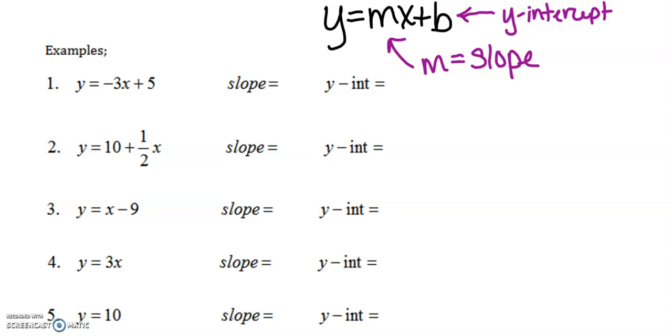So y equals negative 3x plus 5. Slope is negative 3, and the y-intercept is 5. You should be trying to answer these before me. So number 2, the slope would be the coefficient of x, which is 1/2. Don't let it fool you because of the x being turned around there. And the y-intercept would be positive 10. Number 3, the slope is 1, or you could say 1 over 1. The y-intercept is negative 9, not just 9.